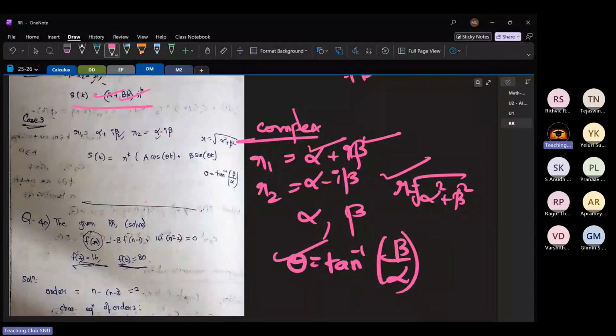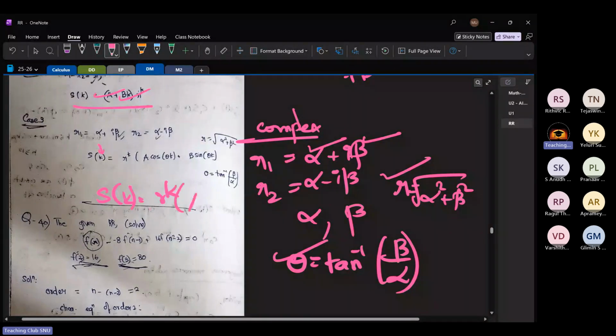r power k, k is just the parameter you have. r you got it, root of alpha square plus beta square. A you will get only by substituting the initial condition and solving the equation. A cos of theta k, where theta is the one which you have, plus B sin of theta k. Yeah, that's it. Very simple, right? So let's try to solve one equation.